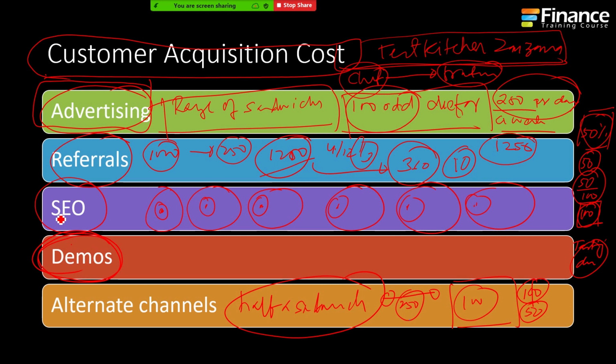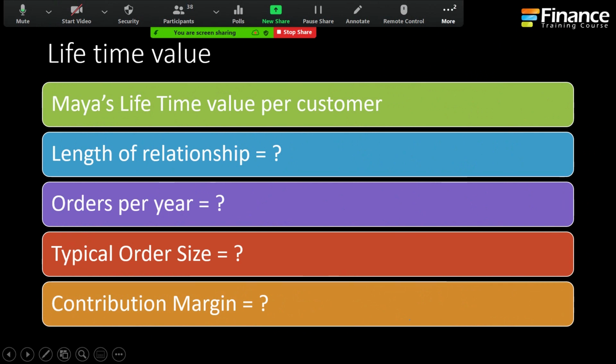So iski bhi cost hai. Here there are alternate channels, other non-traditional, non-conventional channels that you can try to sell your sandwiches. So you get a sense of what customer acquisition cost is. ये तो आपकी customer acquisition cost आ गई. अब lifetime value आ जाता है. What is the lifetime value of Maya's customers?